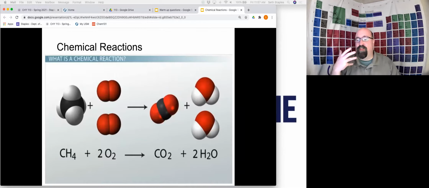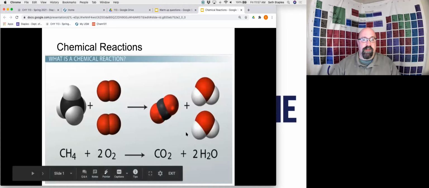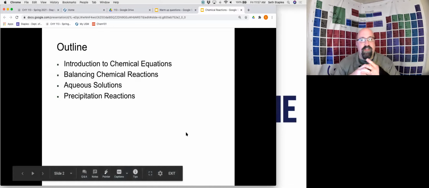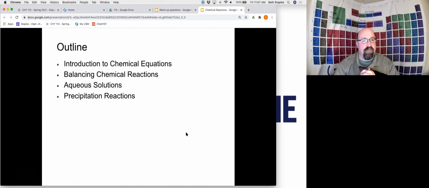There are lots and lots of different aspects of chemical reactions that we're going to begin to look at today. The big concepts that we're going to explore today: an introduction to chemical equations in general. We'll look at balancing chemical reactions and chemical equations in order to satisfy the law of conservation of mass. And then we'll look at what we call aqueous solutions, reactions that are taking place with compounds that are dissolved in water, where most of our reactions do occur. And then finally, we'll start to look at one particular type of reaction today. We'll look at precipitation reactions.